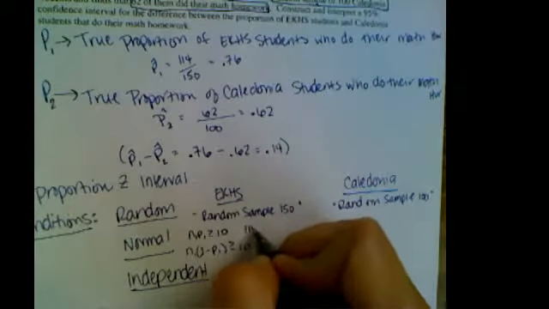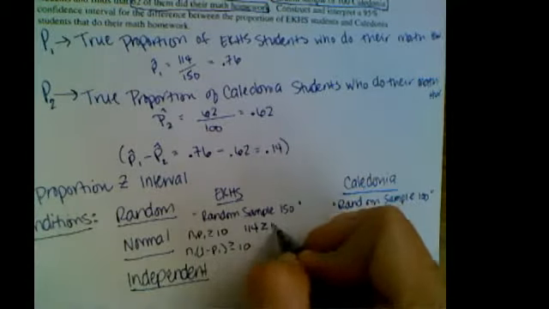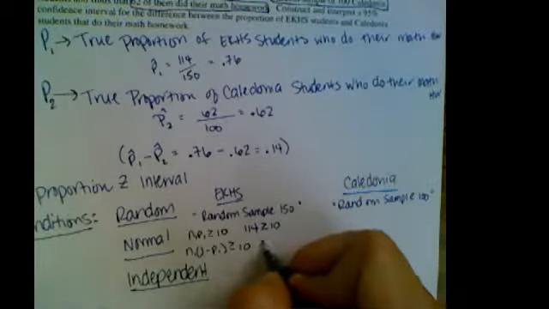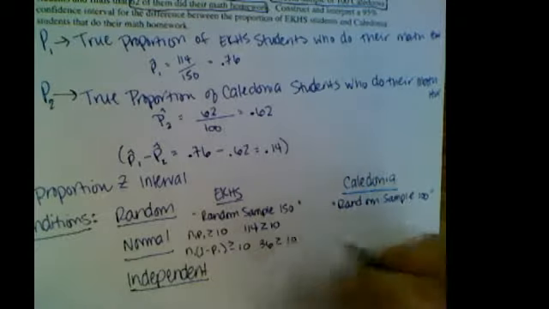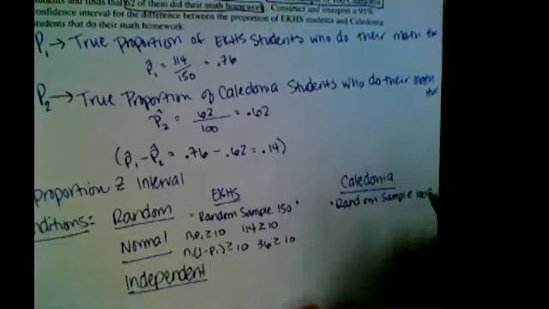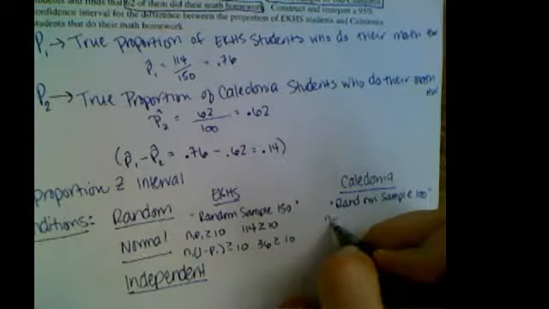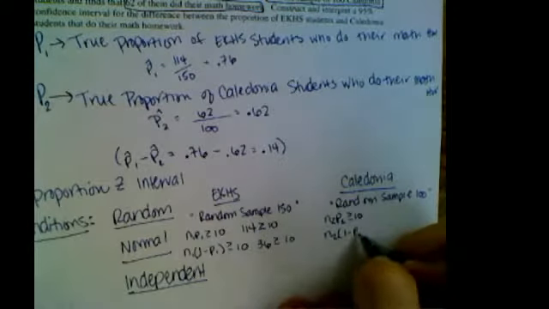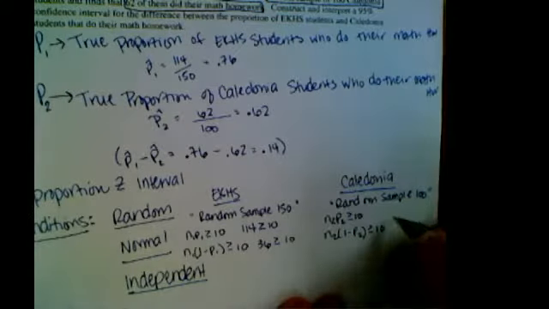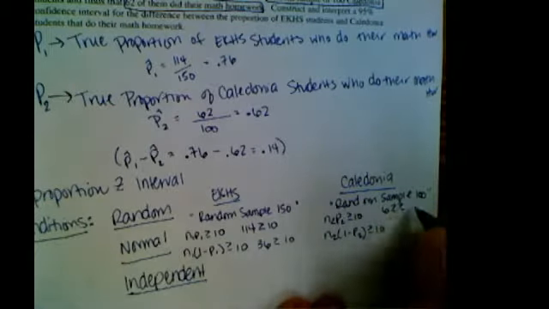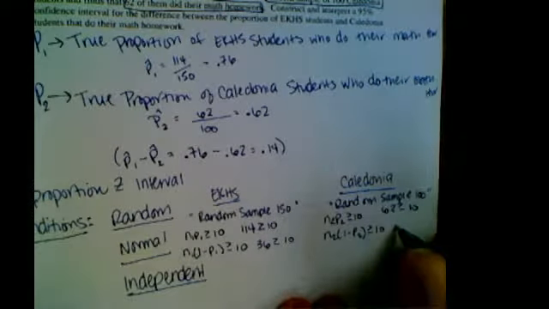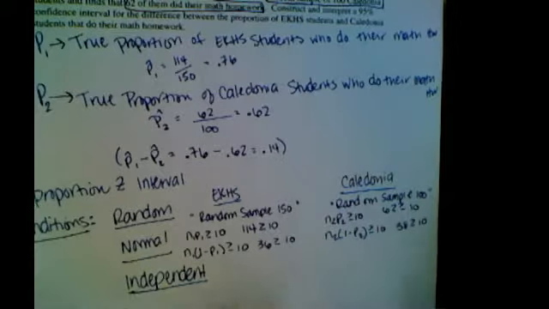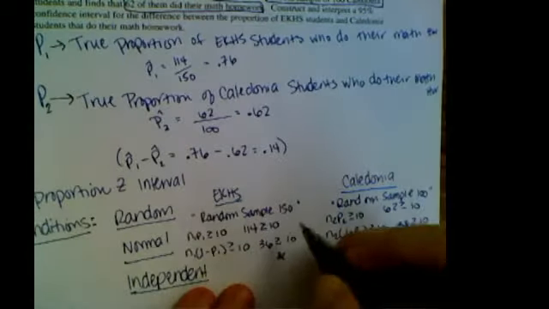There were 114 successes that said they did their homework, which means we have 36 that don't, so that checks off. If we go over to Caledonia, there were 62 that said they do their homework, which means 38 would not. And so because of that, we could go ahead and say that the sampling distributions are going to be approximately normal. Remember, that's that holistic bump.